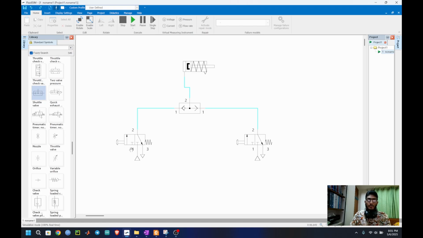Let's push this button. Now let's push this button. So when I push this button, fluid is moving from the left side to the cylinder. When I push the right button, fluid is moving from the right side to the cylinder. If I push both buttons, see this side is blocked because I did not push simultaneously. First I push the left button, then the right button.